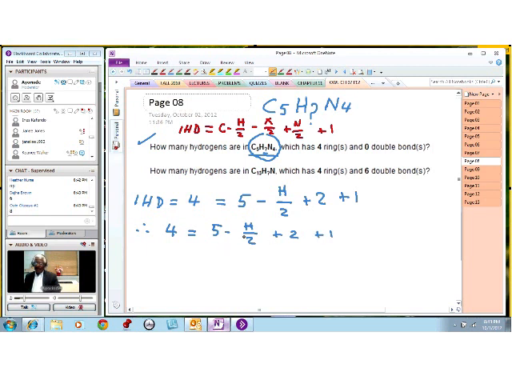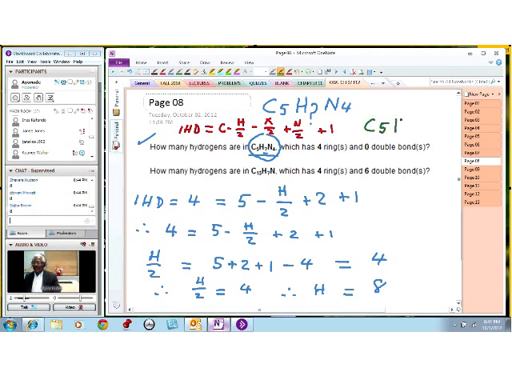So if we move this factor to the left, if you remember your math, that becomes hydrogen divided by 2 equals, and then we move the 4 to the right, that becomes 5 plus 2 plus 1 minus 4. Now if you work out that math, what is that? That is 8 minus 4, that is 4. So therefore, the number of hydrogen divided by 2 equals 4. So therefore, hydrogen equals 8. So that is what they want here. So the formula they wanted to give here is C5H8 and 4 nitrogen. That is what they're asking.